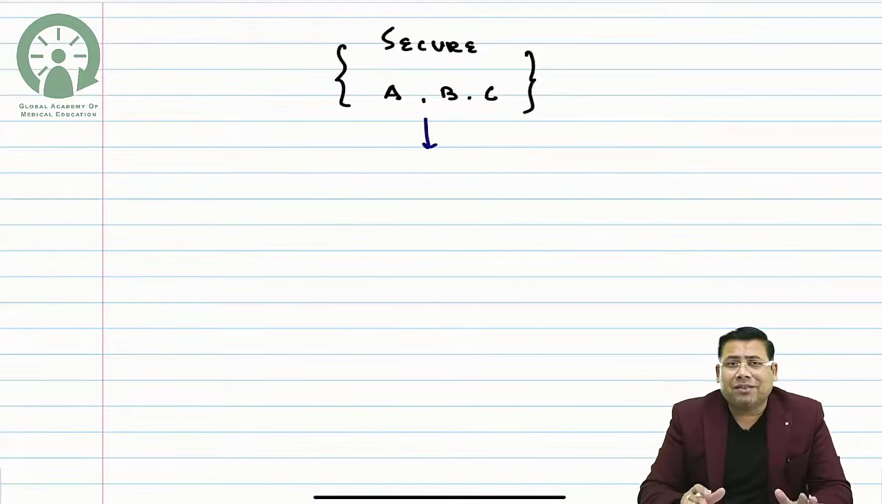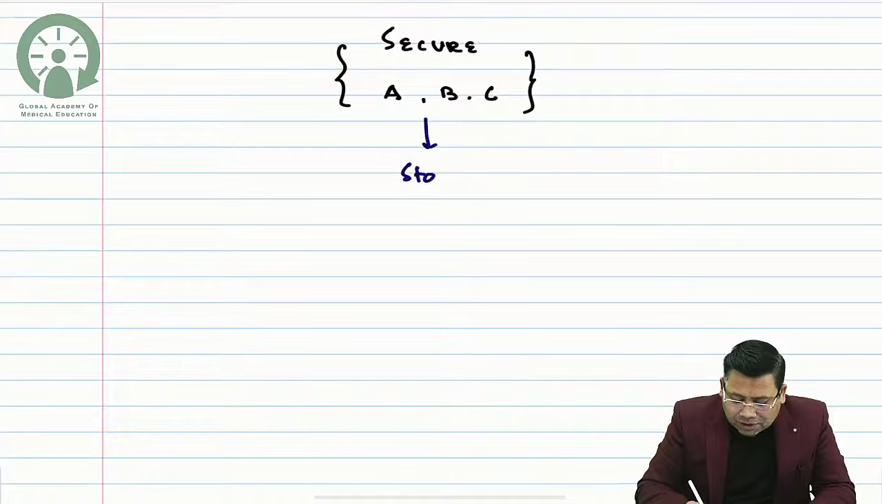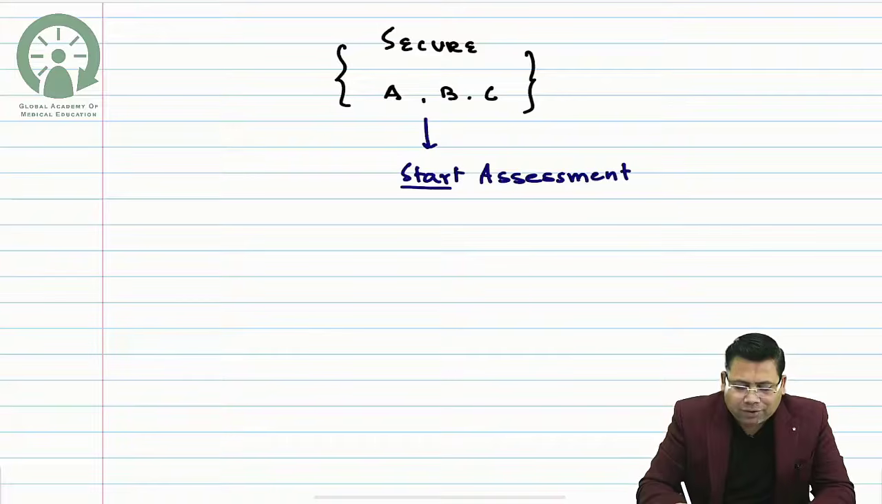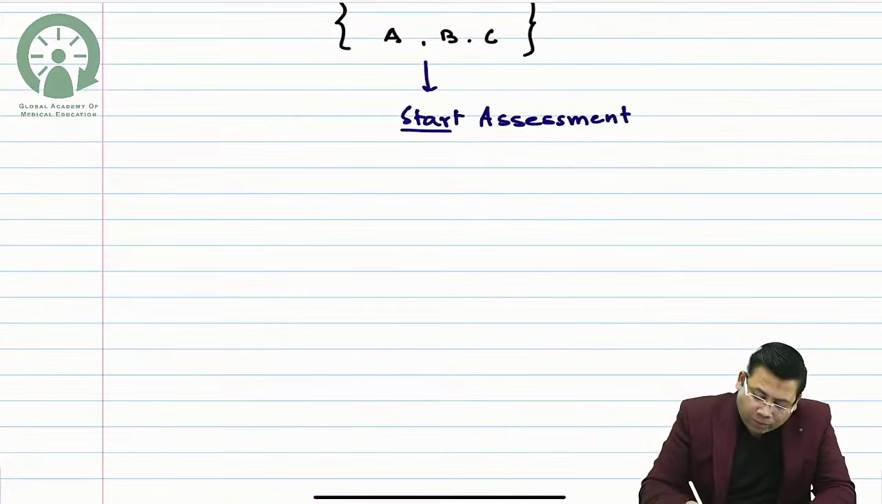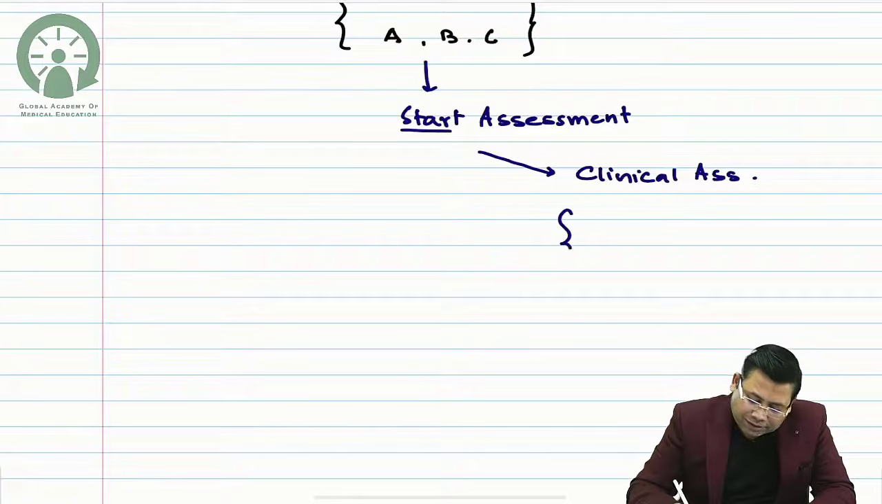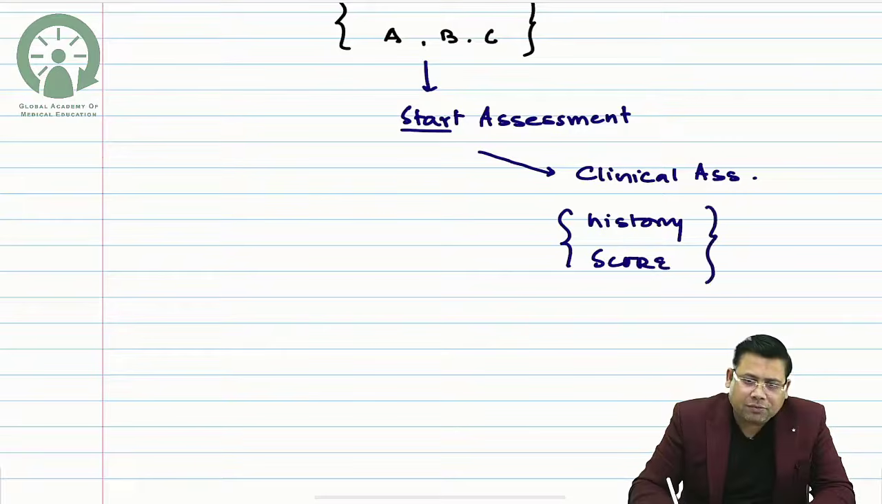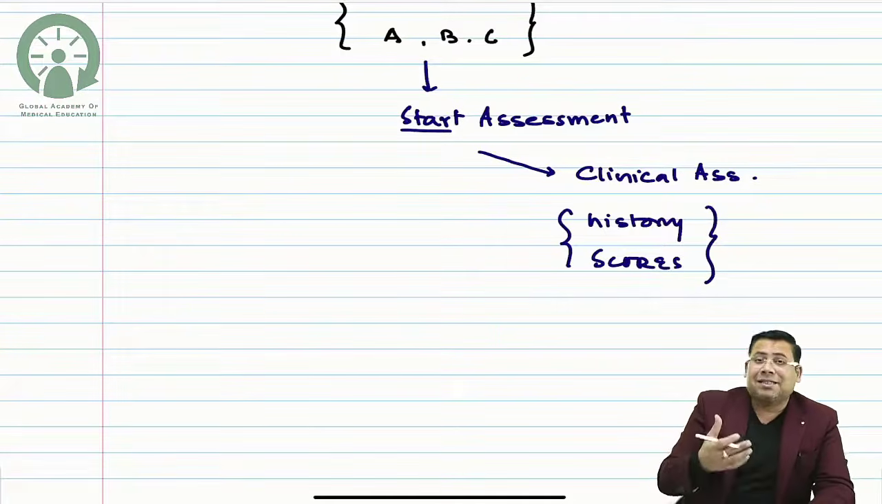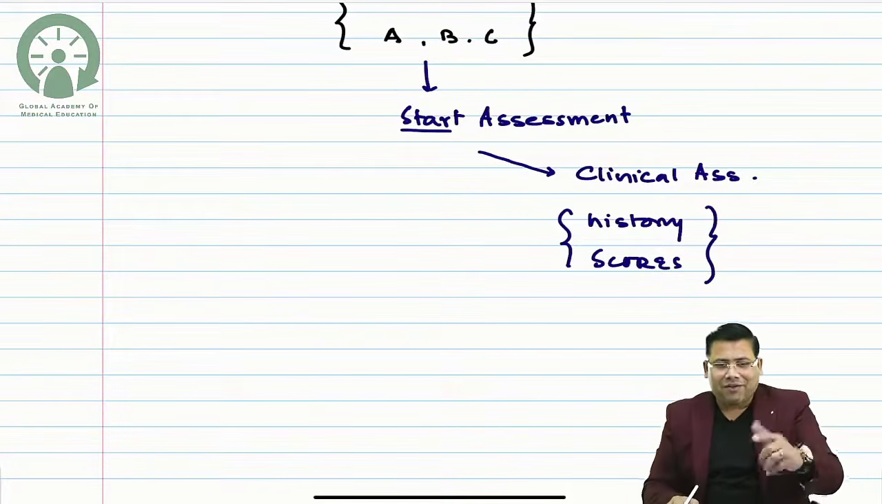Post stabilization, start assessment. Now this is where things will happen. When you talk about the assessment, there are 2-3 things that you need to follow. One is the clinical assessment. When you talk about clinical assessment, there are 2 important things. History is one very important thing, and there are some scores to assess the severity. I shall discuss them after this.